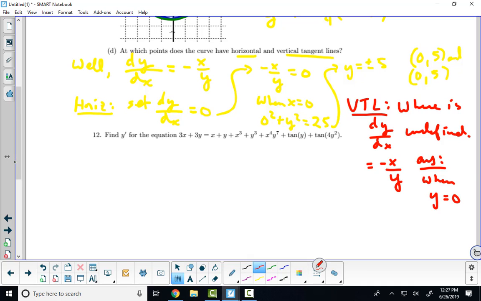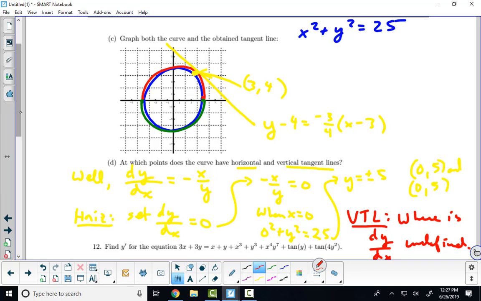Go ahead and plug in: x squared plus 0 squared equals 25. We find that happens when x equals plus or minus 5. So where do we have vertical tangent lines? We have vertical tangent lines at the ordered pairs negative 5, 0, and 5, 0. How did we see that? We saw that by looking where the derivative was undefined.